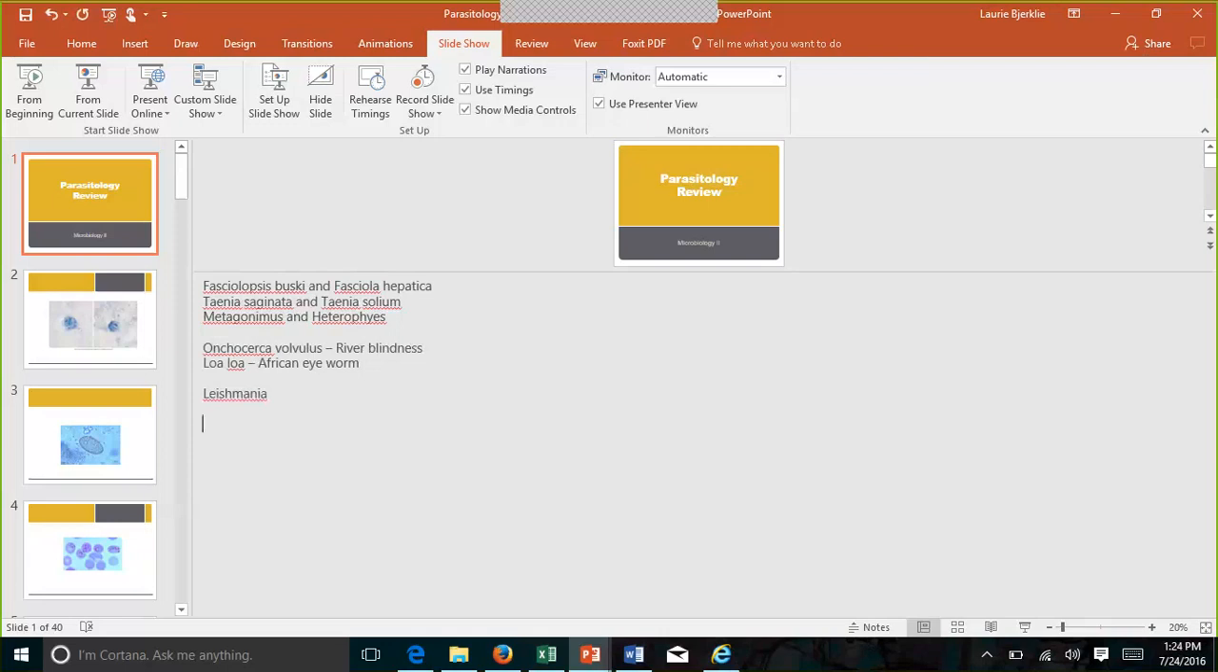Let's see. Oh, I just lost it. Paragonimus, we mentioned. Westermani can also be found in sputum because it's a lung parasite.